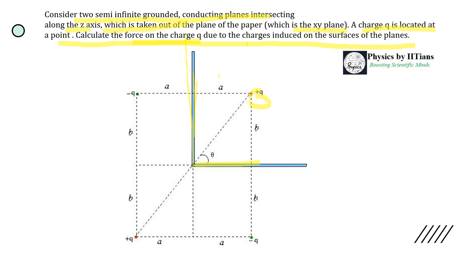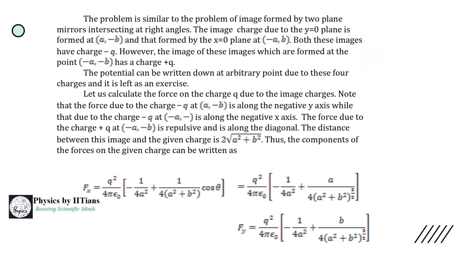So first of all, you have to take the image charges. How do you understand what the image charges will be? Look here, you have to satisfy the boundary conditions everywhere. So plus Q is here, so it will induce a charge minus Q. Plus Q is here, so it will induce another charge minus Q. Now this minus Q will induce a charge plus Q, and this other minus Q will induce a charge plus Q. So this is the configuration, and the distances between them are the same.